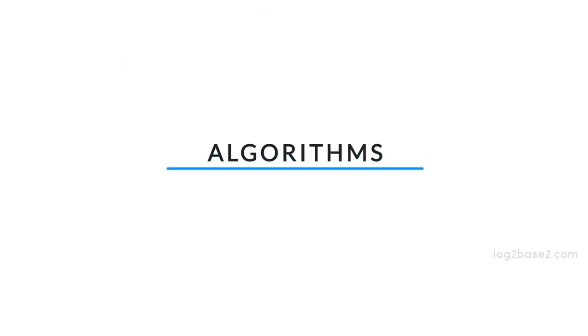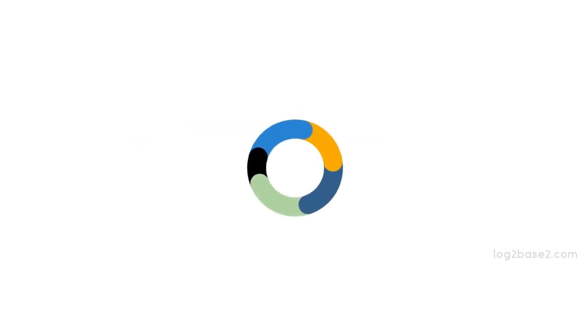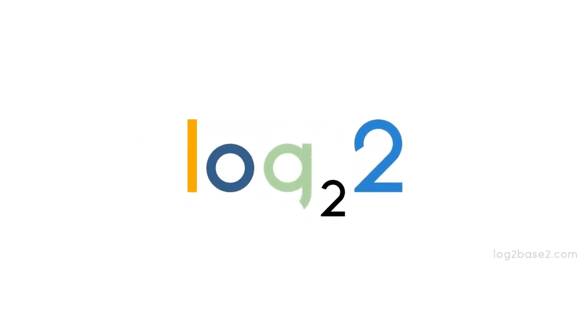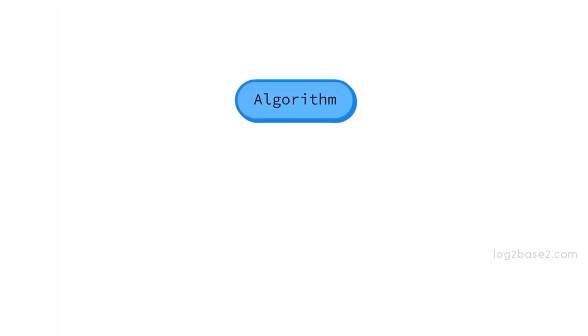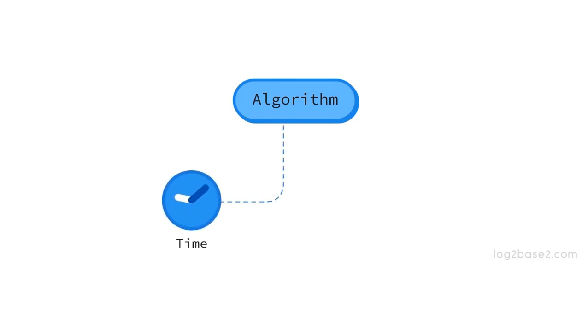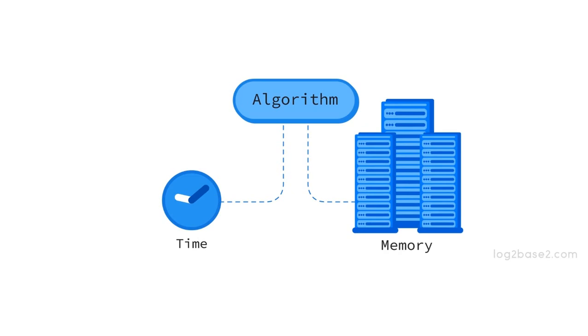Hello friends, in this video, let us learn how to analyze an algorithm. Generally, two major factors are used to analyze any algorithm. One is time, that is, how much time an algorithm takes to produce the desired output. And the second one is space, that is, how much memory space the algorithm consumes to produce the desired output. So first, let us understand how to analyze the time complexity of an algorithm.